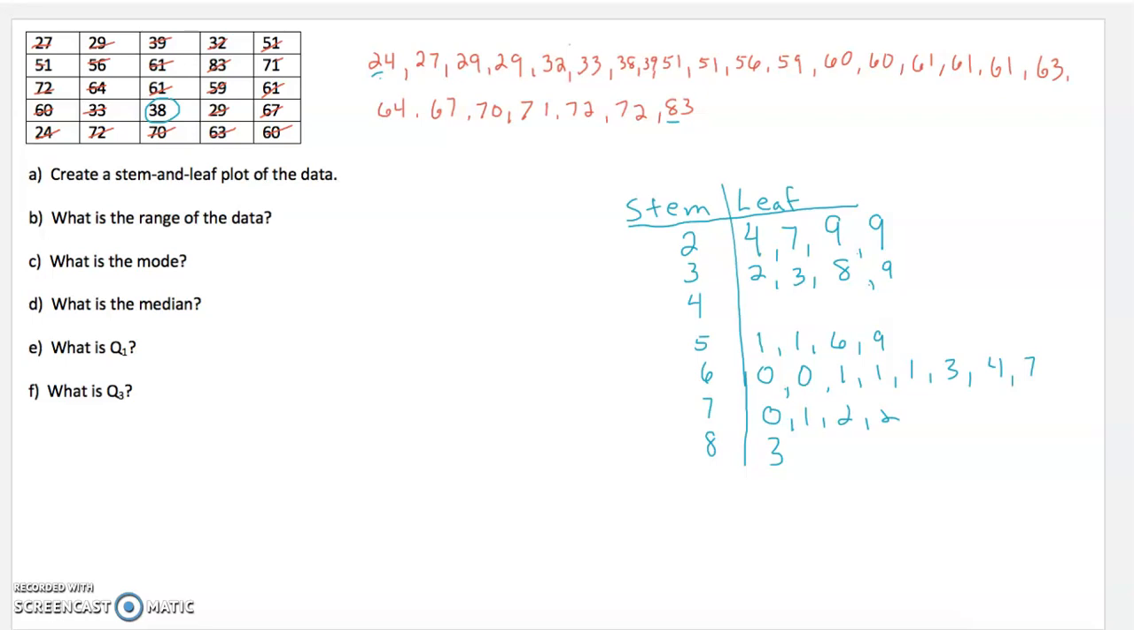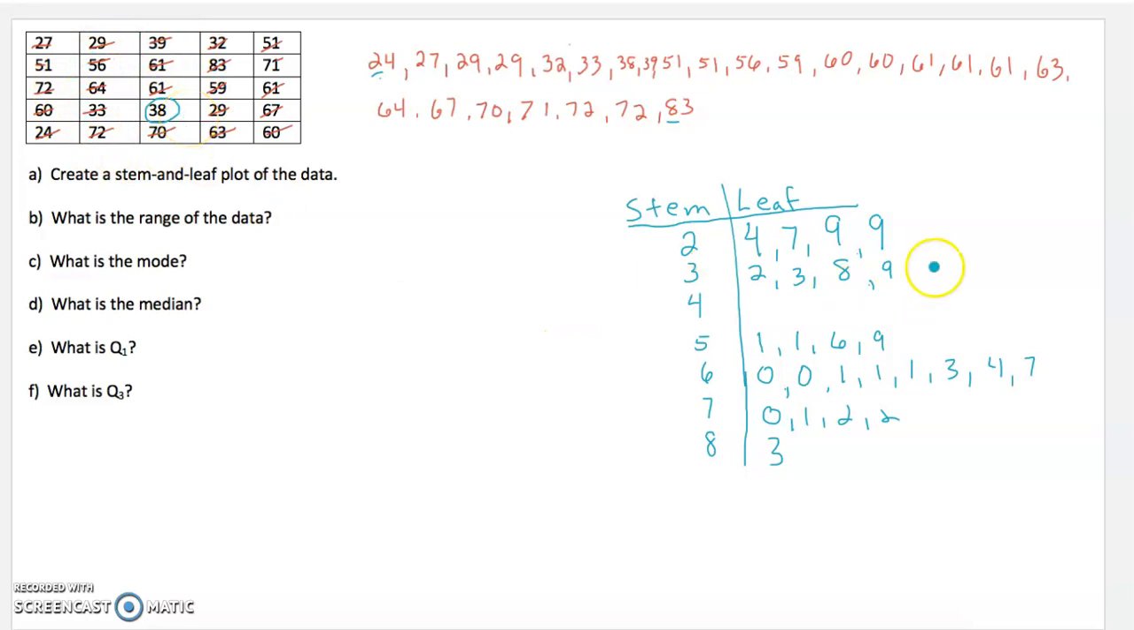So now we have a stem and leaf plot, and it's a little bit easier for us to determine some information. If I asked you what's the smallest number, well, it's kind of easy to see. This number is 24. What's the biggest number? 83. I don't have to search through here.